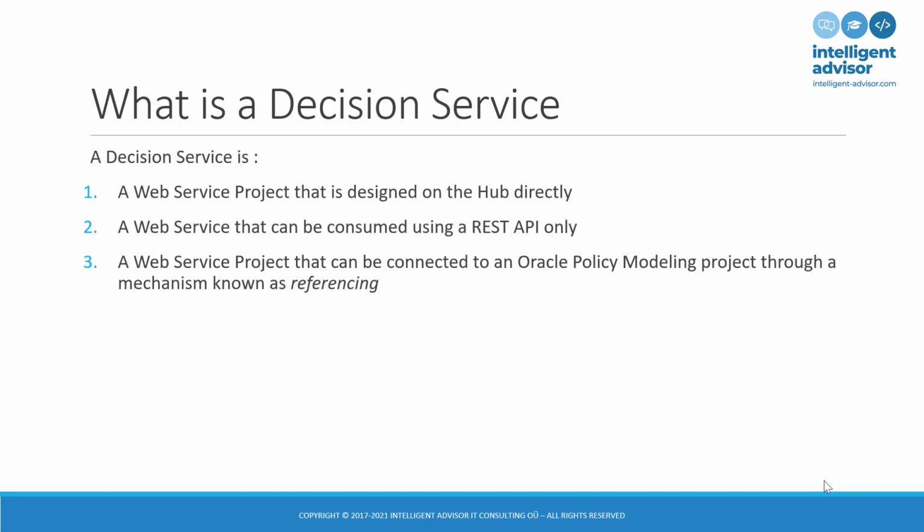Still continuing with our thoughts, a decision service is therefore, let's summarize it, a web service project that's designed on the hub directly. It's a web service that can be consumed using only a REST API, unlike Oracle Policy Modeling projects where you can choose an XML-based assess API. This is all REST-based. A web service project can be connected to an Oracle Policy Modeling project through a mechanism known as referencing. We'll talk about this in a dedicated chapter, but it's an exciting feature of decision services, which enables you to essentially outsource part of your Oracle Policy Modeling project and maintain it separately from the Oracle Policy Modeling tool. This can have distinct advantages in certain cases that we'll look at a little bit later on.